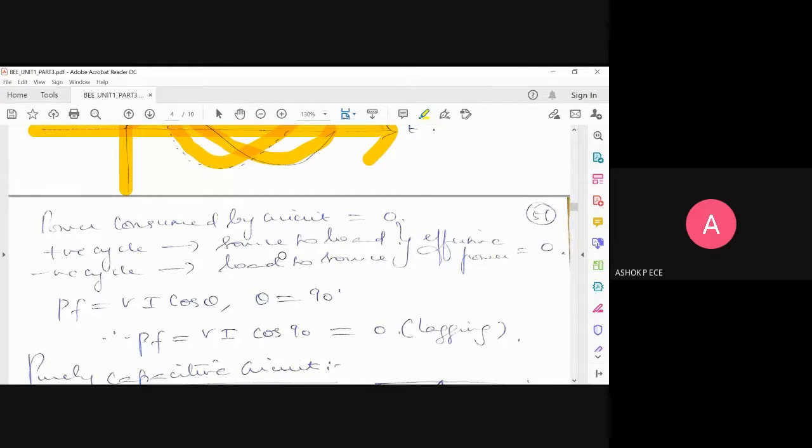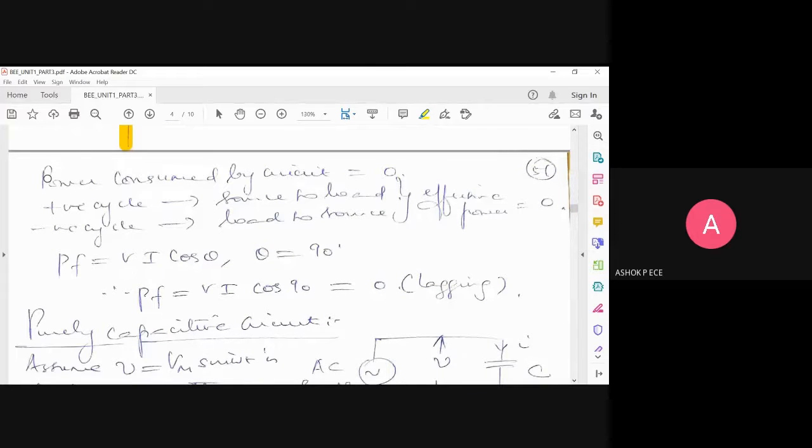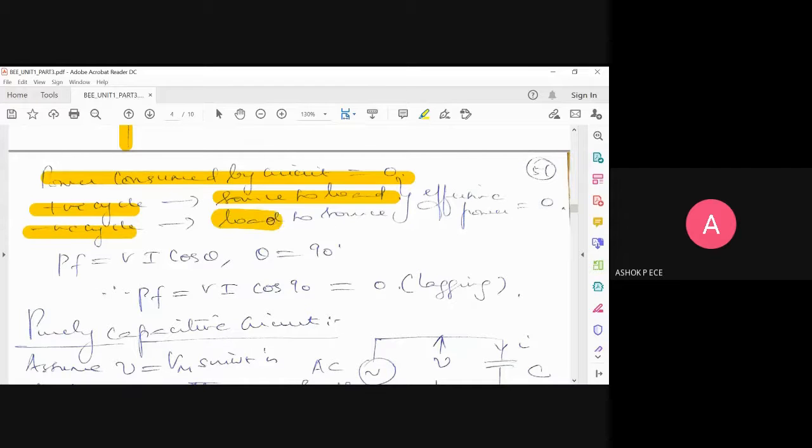And see here, this is a very, very important point you have to understand. The power consumed by the circuit is zero. The inductor and capacitor will not consume power. They will store and transfer power. When you give an AC sine signal, during the positive half cycle, power is transferred from source to load. In the negative half cycle, power is transferred from load to source. So energy transferred equals energy received. Effectively, the power is zero. The law of conservation of energy is obeyed.